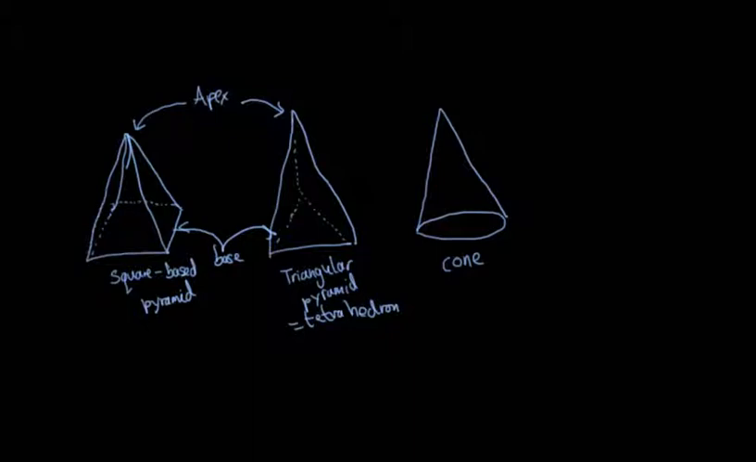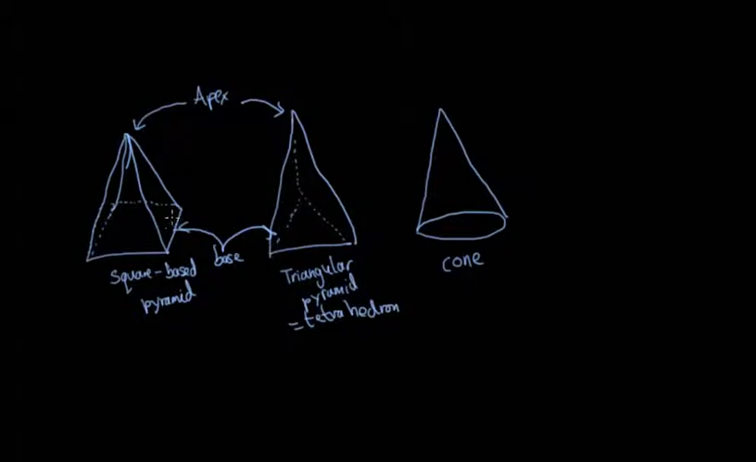Okay, today we're going to be looking at the volume and the surface area of cones and spheres. So let's have a look at some different types of cones and also pyramids. Here we have a square-based pyramid, and here we have a triangular pyramid or a tetrahedron.